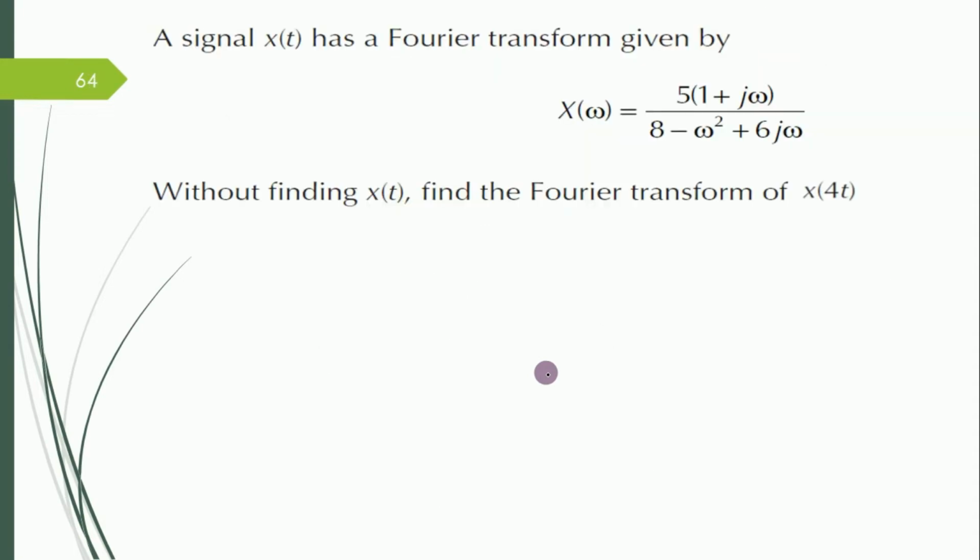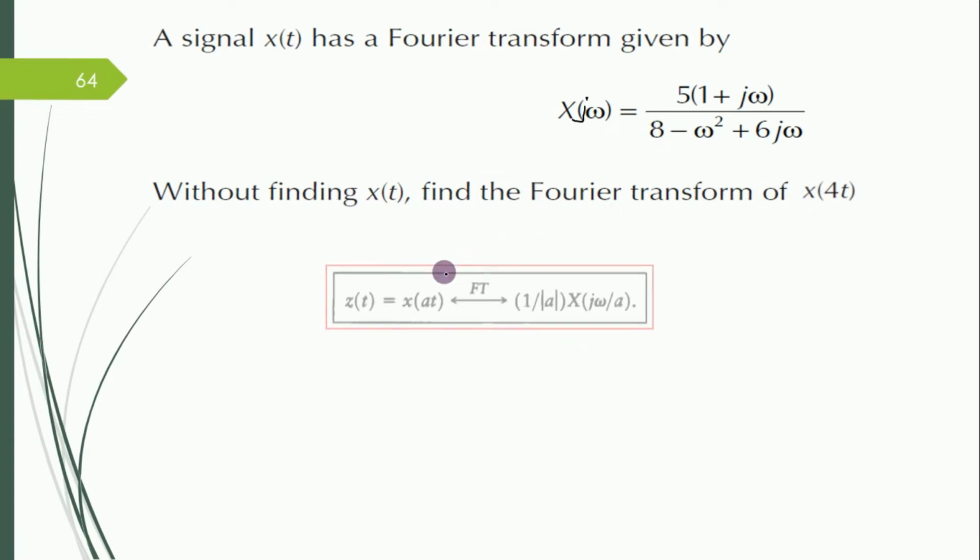The next one is regarding the scaling property. The signal x of t has a Fourier transform given. So the Fourier transform, capital X of j omega, is already given. Without finding x of t, find the Fourier transform of x of 4t. It has been scaled, so scaling should be done without finding x of t. Don't find x of t. Directly find out x of 4t.